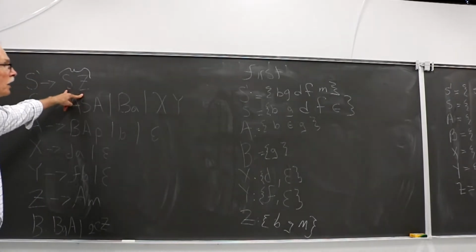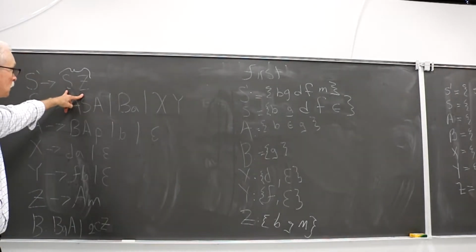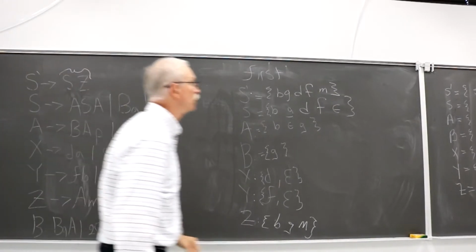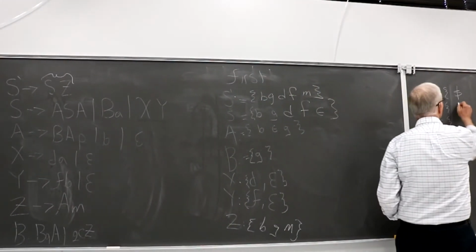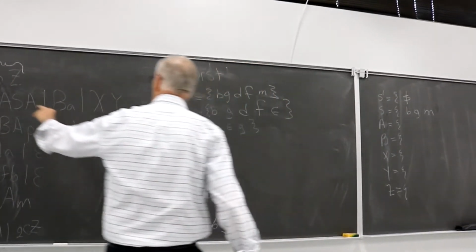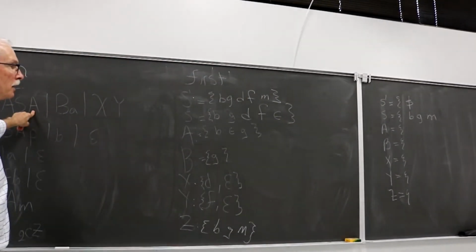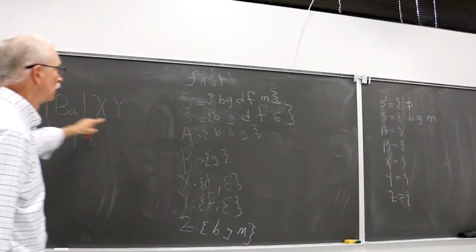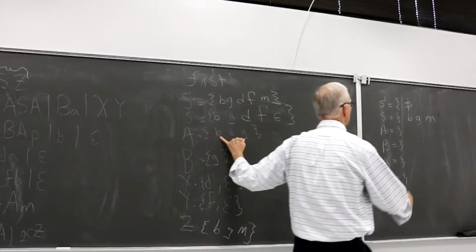The first of Z is in the follow of S. B, G, and M in the follow of S. The first of A is in the follow of S. B and G.